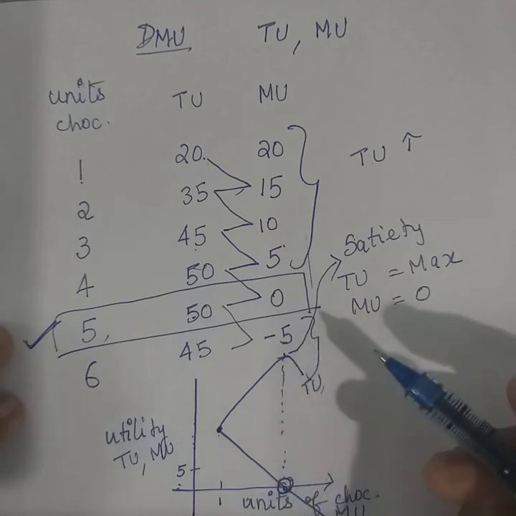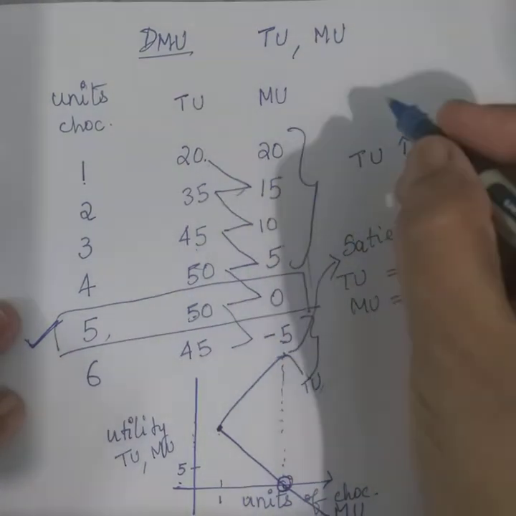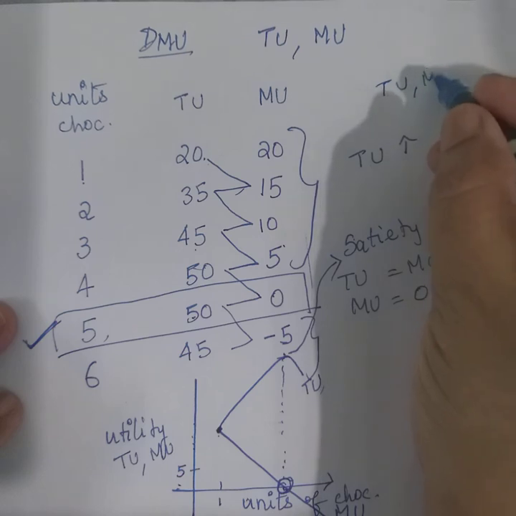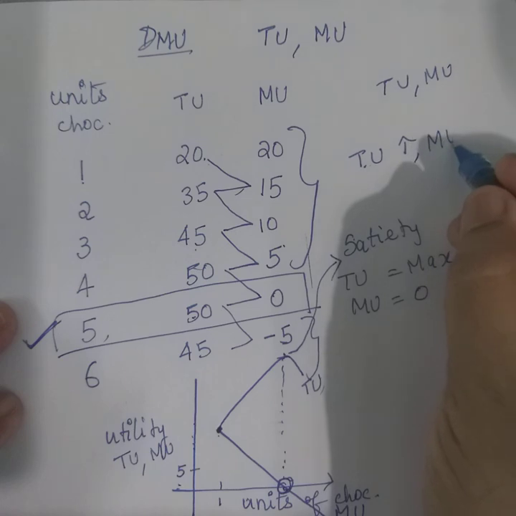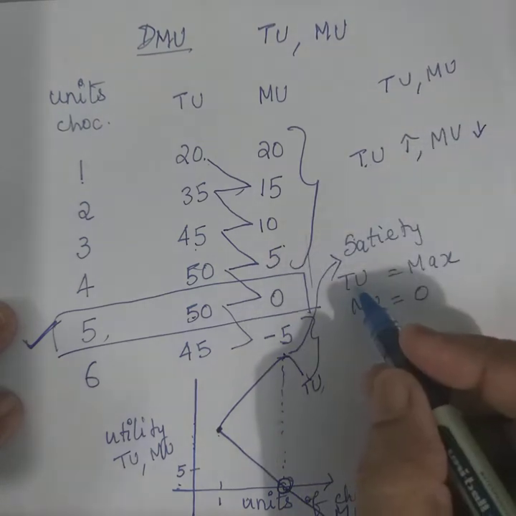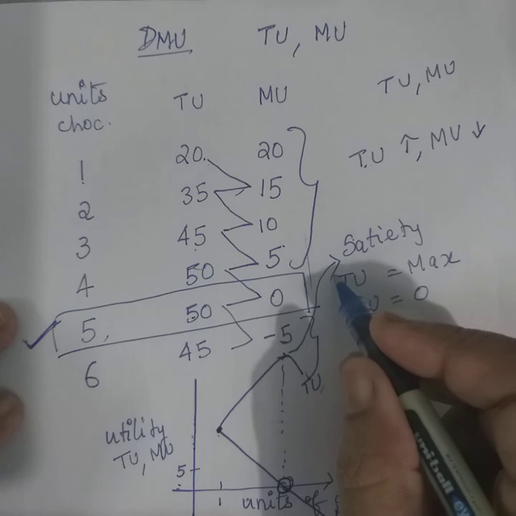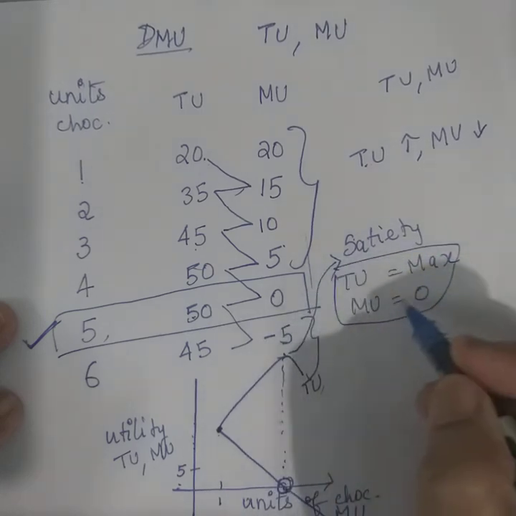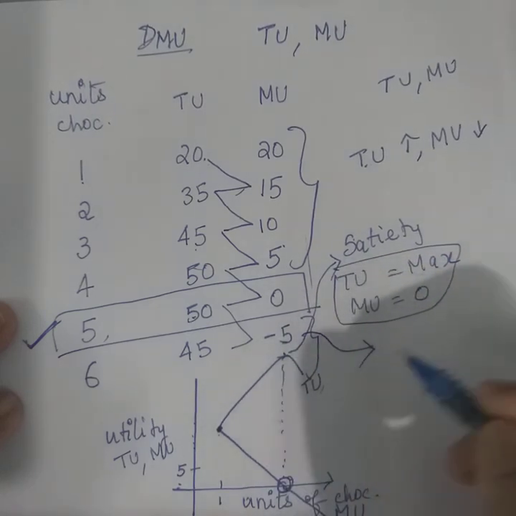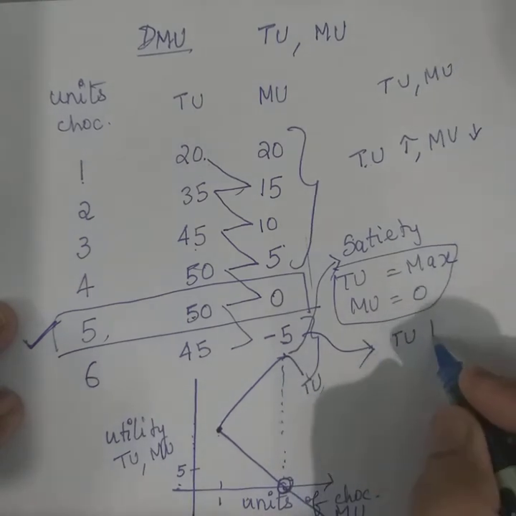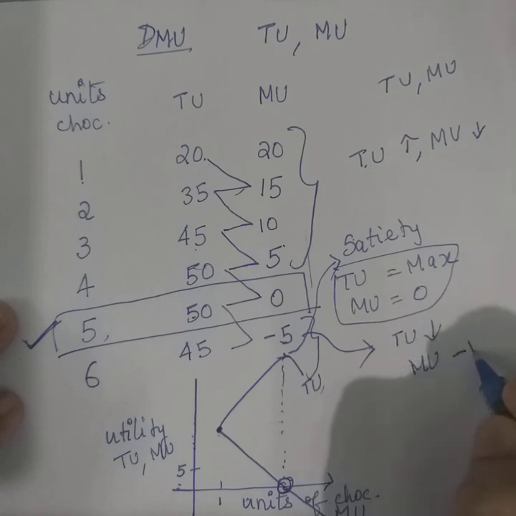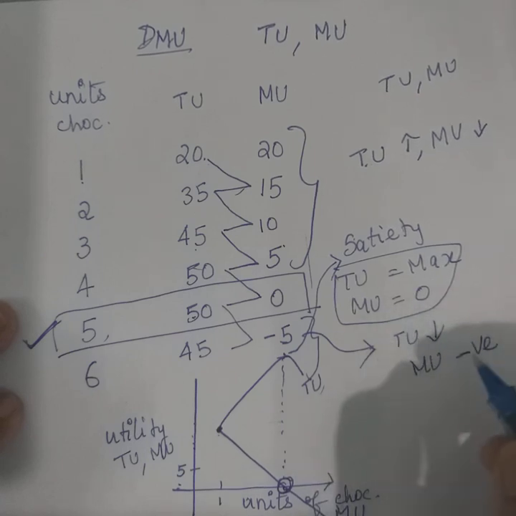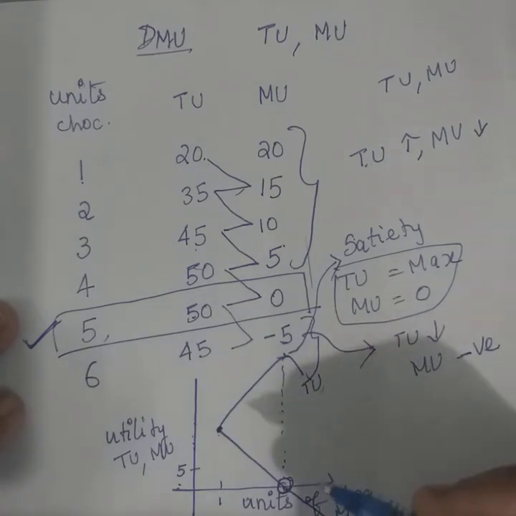When total utility increases, the marginal utility falls. So what am I trying to tell you? I am trying to tell you the relationship between the total utility and the marginal utility. When total utility increases, then the marginal utility actually falls. When total utility is maximum, then the marginal utility is 0. And here you see that when the total utility falls, then the marginal utility actually moves to the negative quadrant. Fine? So this is the relationship through the table and through the diagram.